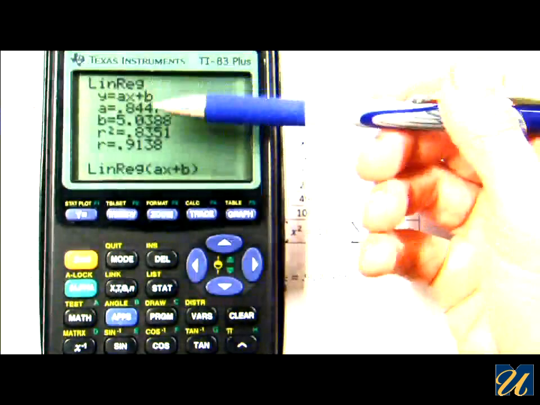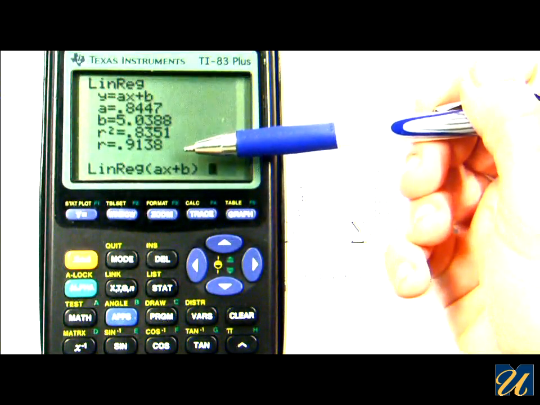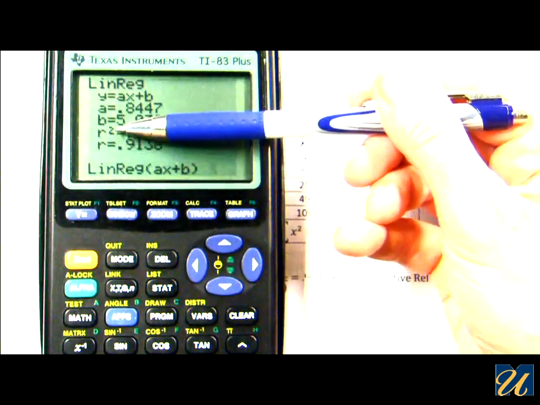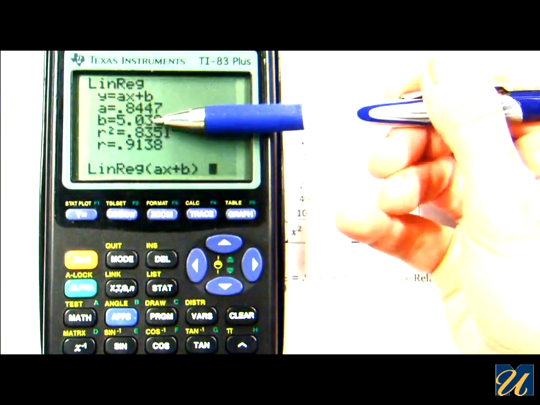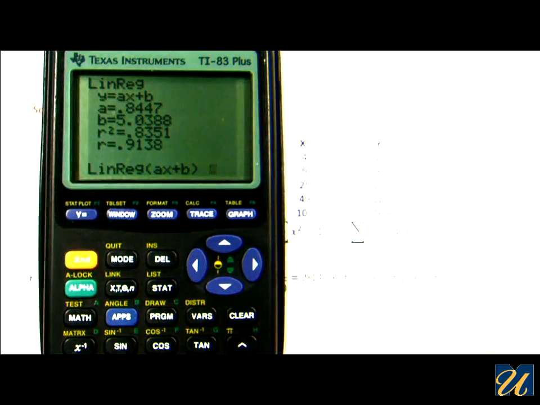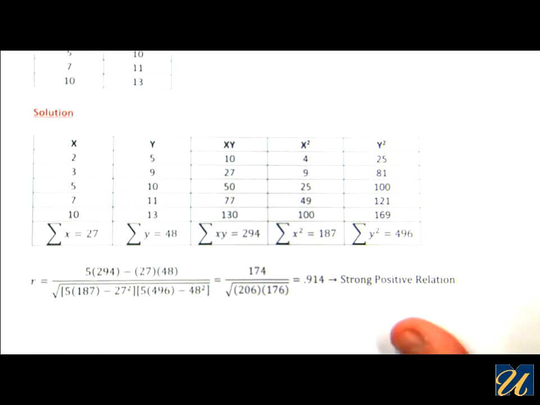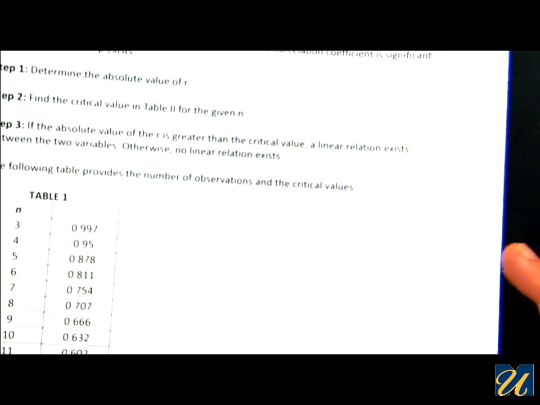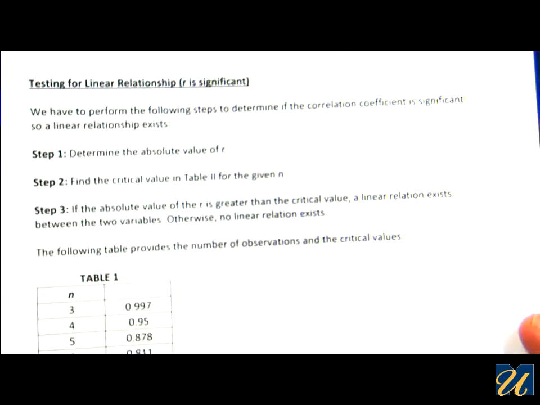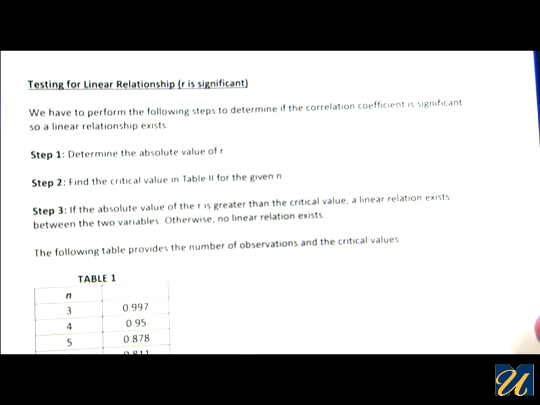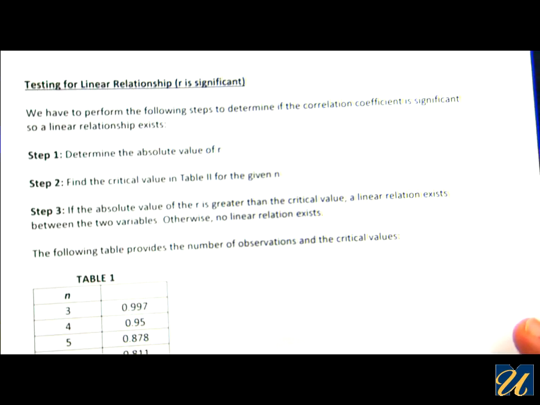You will use the same way to find r, r squared, your slope, and your y-intercept when you are creating the equation. And this is something that we're going to look into further on in the chapter. Now, once you find r, you will be interested in finding whether there is a linear relationship between the two variables.